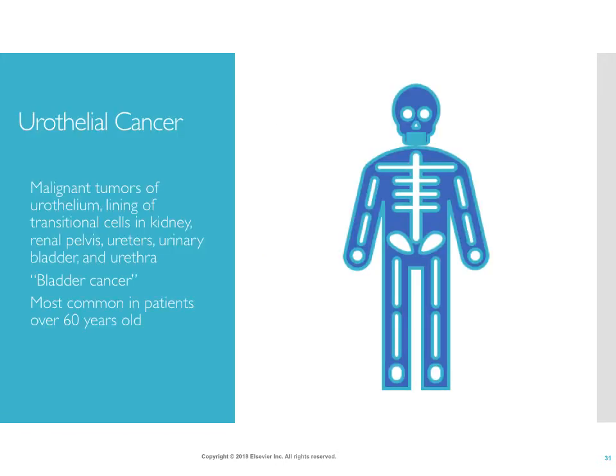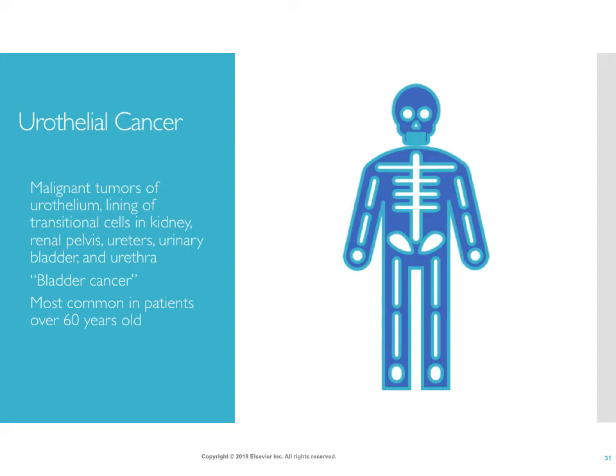I'm not sure why they didn't just put all the urinary tract cancer information together. I just kind of figured they didn't because they're kind of starting at the bladder and working their way up to the kidneys. But urothelial cancer is a malignant tumor of the urothelium lining of the transitional cells in the kidney, the renal pelvises, the ureters, urinary bladder, and the urethra.